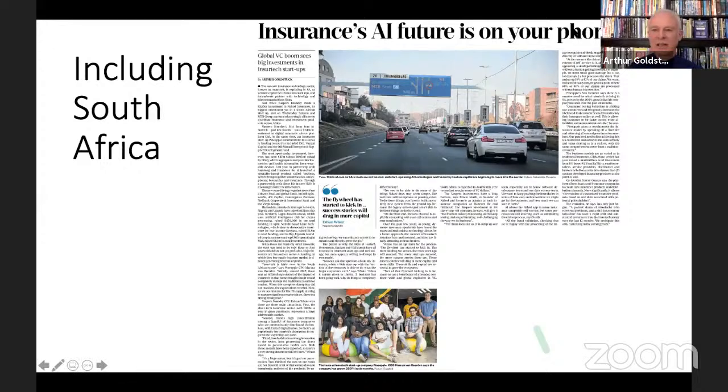This is an article that happened to appear just on Sunday in the Sunday Times. I did an overview of all the insurance technology companies that were getting venture capital in South Africa. So usually when we hear about VC and AI, we're talking Silicon Valley and sometimes Shanghai. But now we're also talking Cape Town and Johannesburg. The Silicon Belt is becoming real, and insurance and financial technology is driving it.